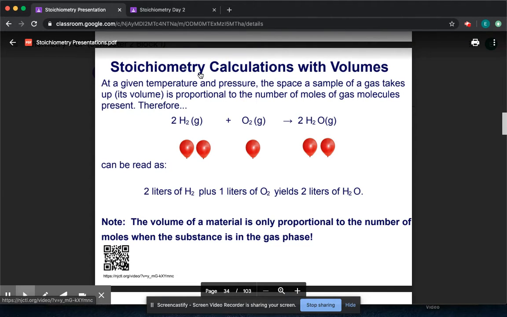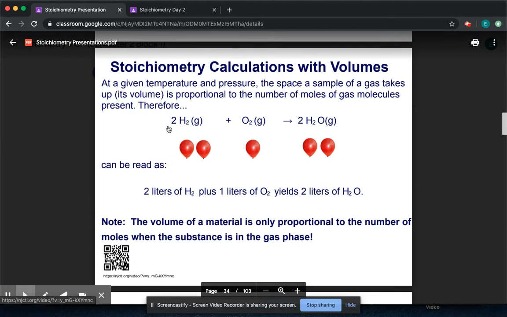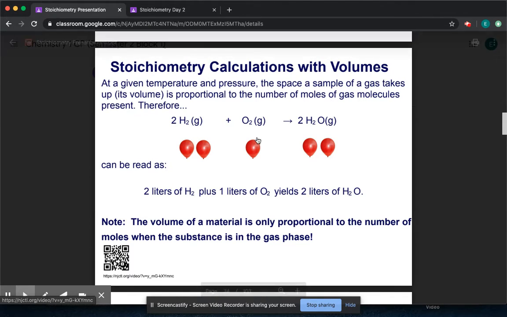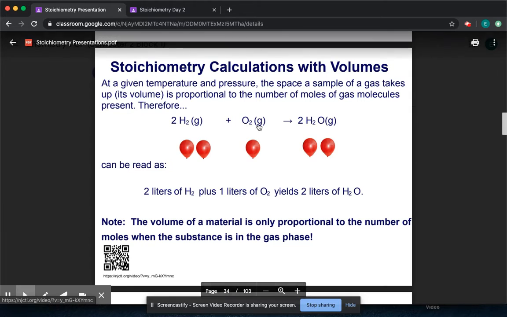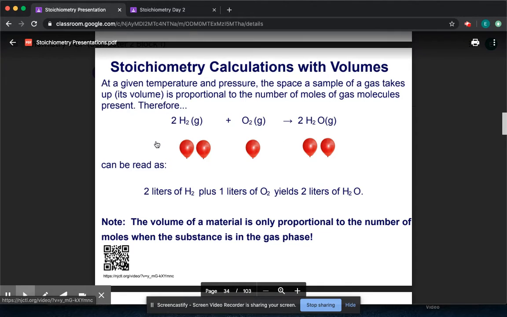So, stoichiometry calculations with volumes. When we were on Friday, looking at the chemical equations, we looked at the coefficients in front of the numbers as moles. So you could say that this is telling us that 2 moles of hydrogen and 1 mole of oxygen give you 2 moles of water if you react that. And that's easy to understand.